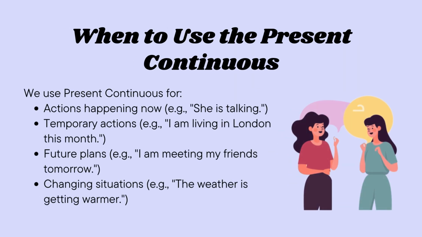We use the present continuous in several cases. First, for actions happening now. Second, for temporary actions, things that are happening around this time but not permanently. Third, for planned future events, like "I am meeting my friend tomorrow." And finally, to describe changing situations, such as "the weather is getting warmer."